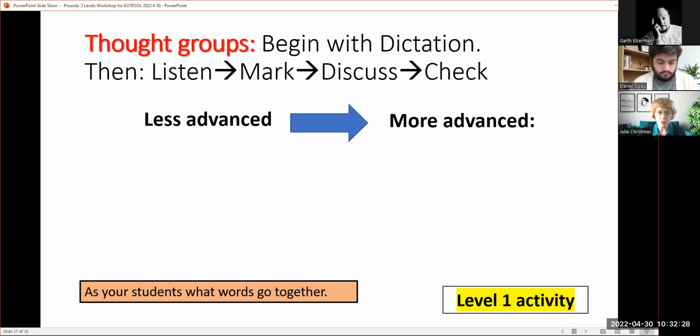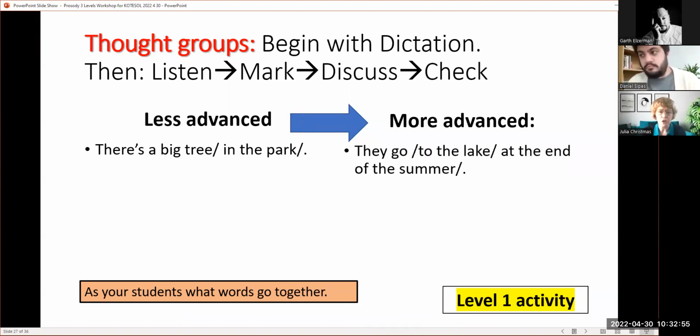Teaching thought groups, they already know, I use the same sentences that I used. So when we're in level 1, I typically use all of the same sentences or all of the same materials to teach each feature, because you don't want to overload your students with new ideas when they are struggling to find the meaning of the sentence. You can, but I don't in the very, very beginning. So they go to the lake at the end of the summer. What are the thought groups?